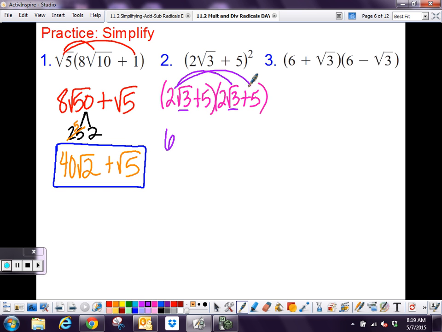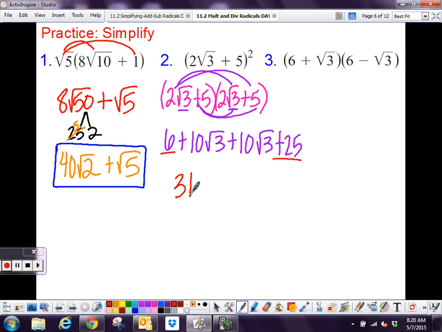All right, now I have 2 root 3 times 5. So I do outside times outside, inside times inside. So that's 10 root 3. Now I'm going to do the inside. 5 times 2 square root of 3. So that's going to be plus 10 root 3 again. And then I do the last. 5 times 5 is 25. All right, so let's see if there's any simplifying I can do. I have 6 plus 25, so that's 31. And then I have 10 root 3 plus 10 root 3. Now we're just adding like terms. And as long as those are both root 3's, we can add them. So now I have 20 root 3 when I add those.